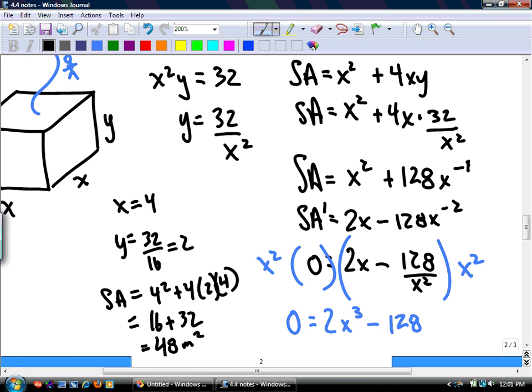How do you know if it's a max or a min? Take the second derivative, plug 4 in for x, and if it's negative, it's a max.